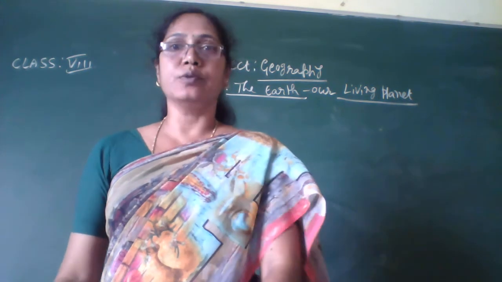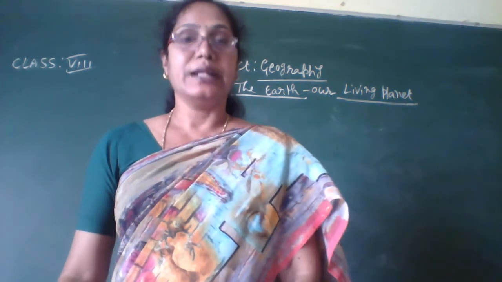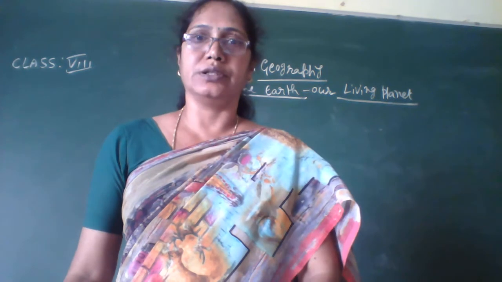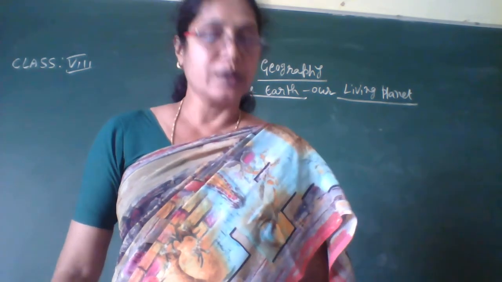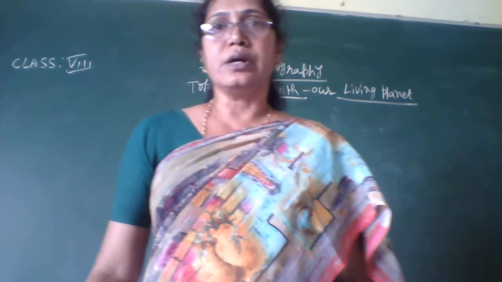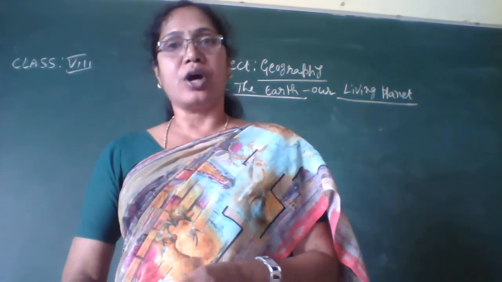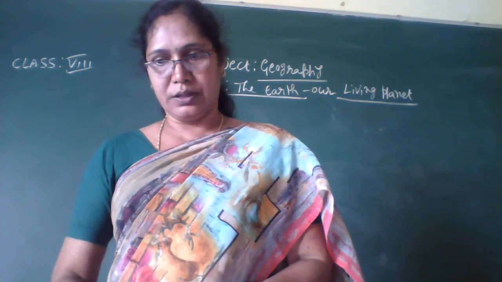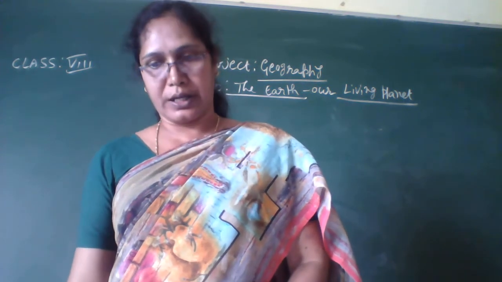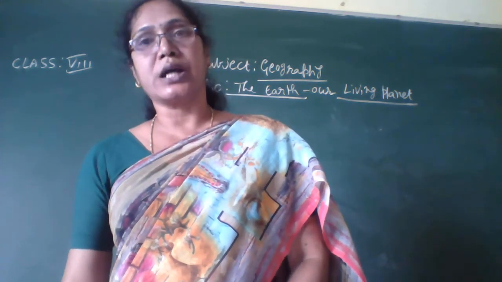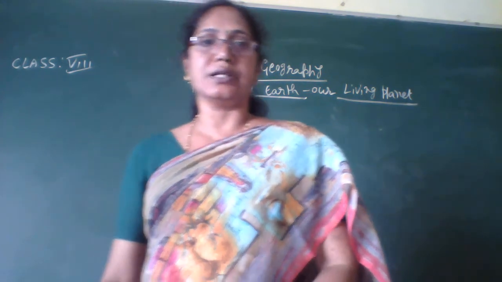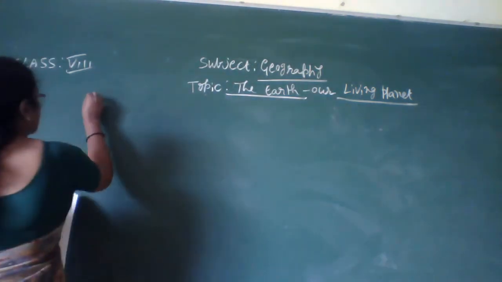So now I am going to explain about latitudes and longitudes. What is the meaning of latitude? Latitude is an imaginary line which joins all the places which have the same angular distance north or south of the equator. It is known as the latitudes. So this is the meaning of latitudes.